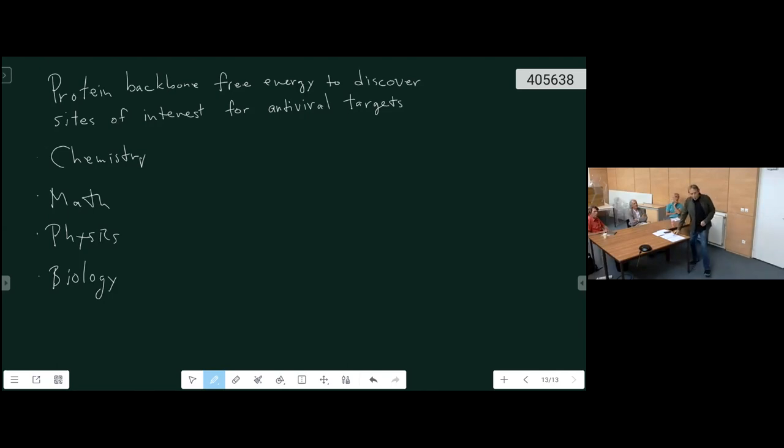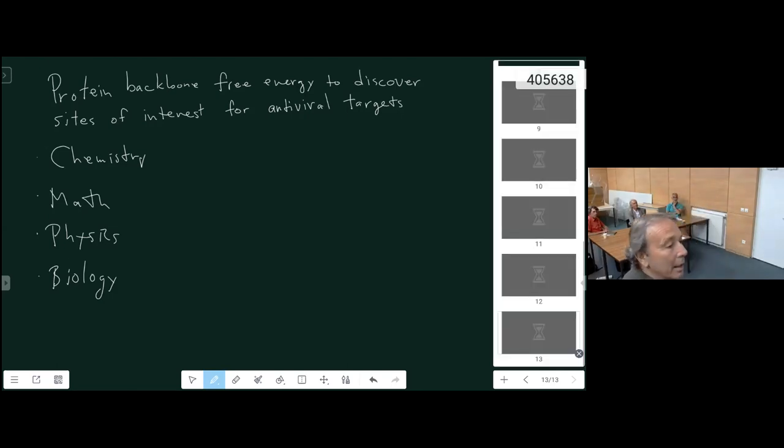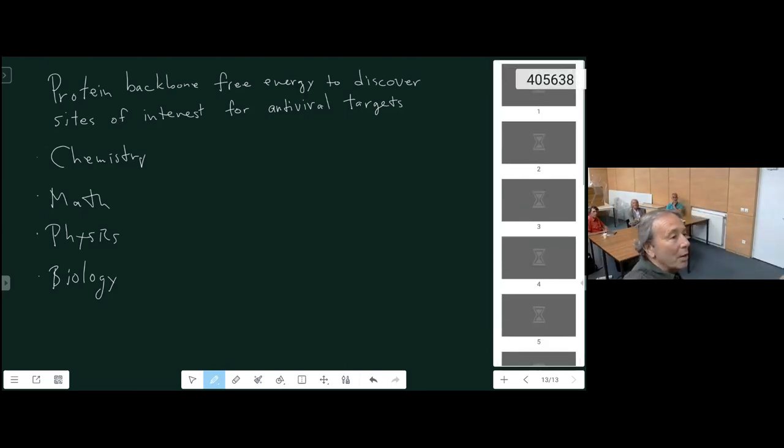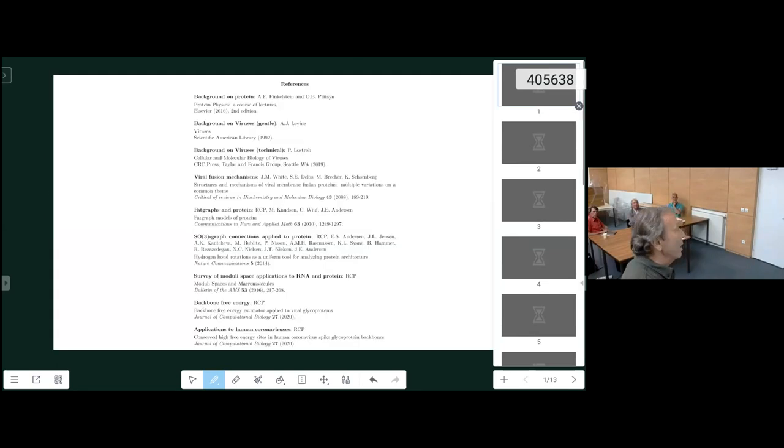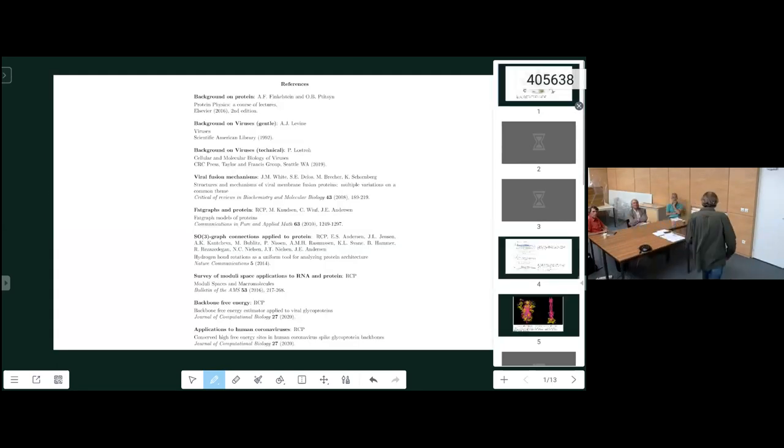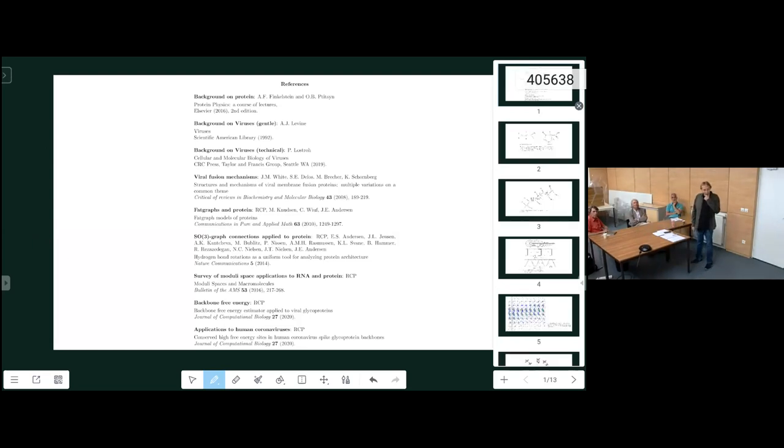I'm going to do something a little weird and start with the references. This is for later attribution, also so I don't forget my collaborators. So here are the references. The first three are survey monographs. The book on protein physics by Finkelstein is a masterpiece. I can't recommend it highly enough.